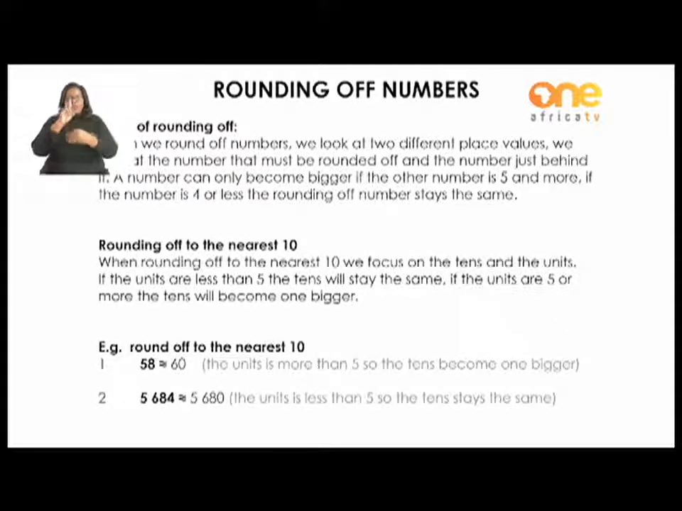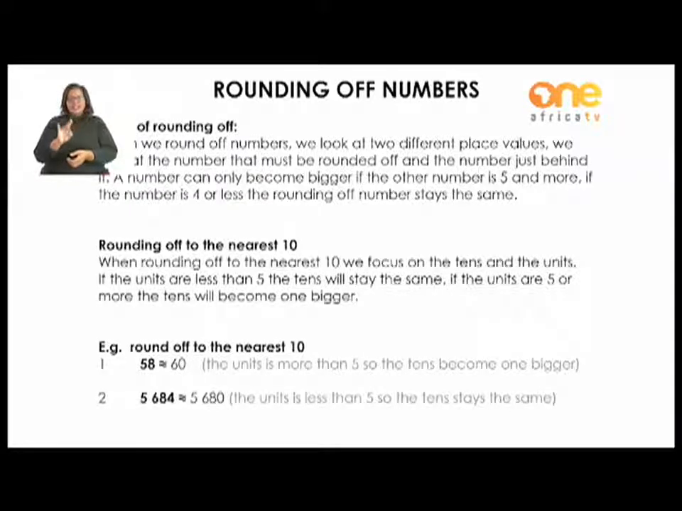So if we go to our example, we will say our unit is an 8. 8 is bigger than 5, and that allows the 5 to become 6, and 58 rounded off to the nearest 10 becomes 60.